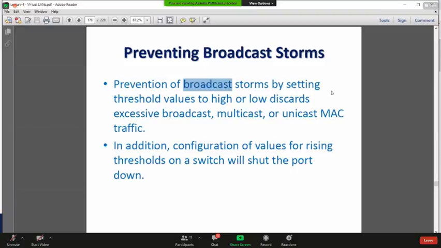Prevention of broadcast storms by setting threshold values to high or low, discard excess broadcast. Okay, that means broadcast storms are accepting, but there is a threshold. Maximum this number, or 100 frames within a second. That might be the threshold, higher value.